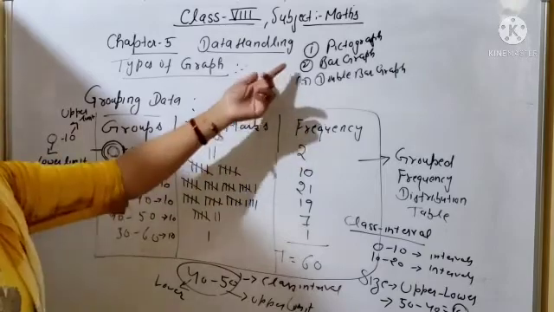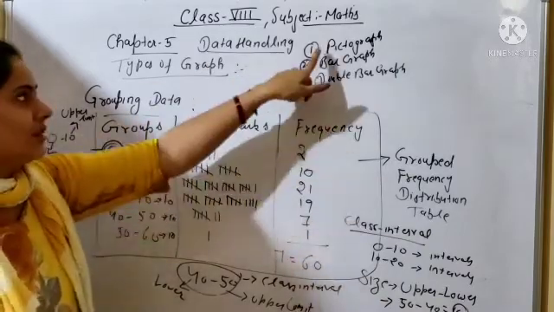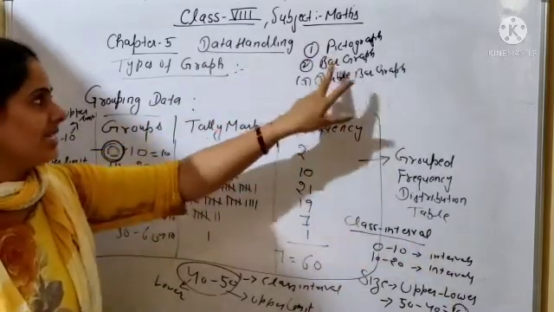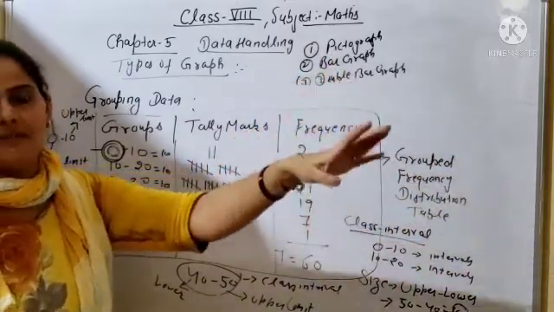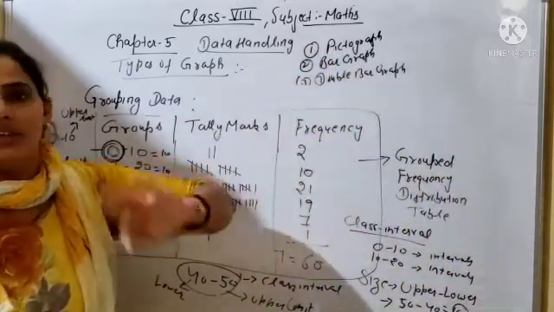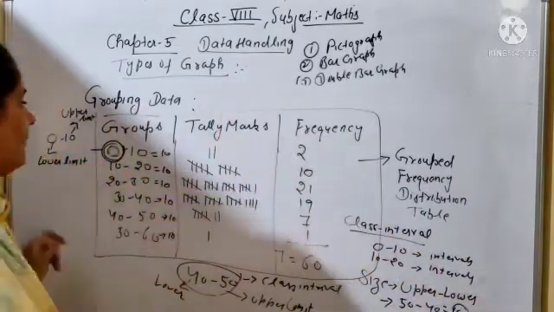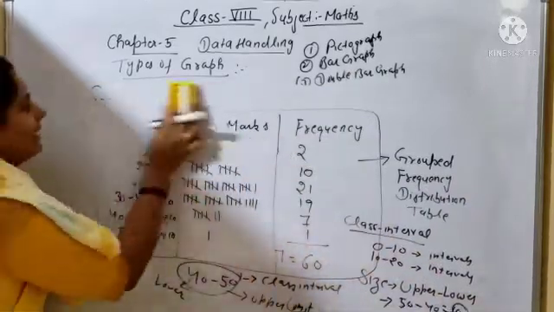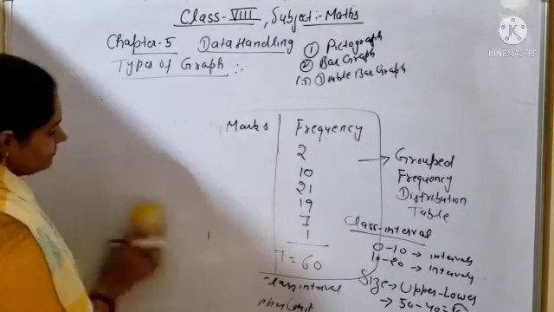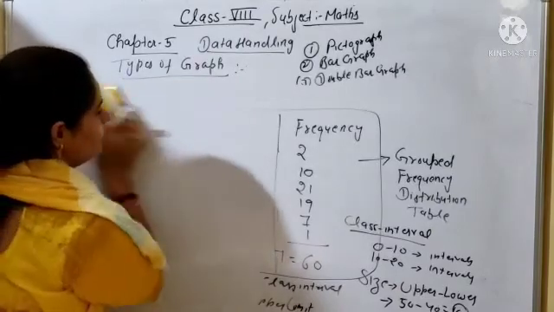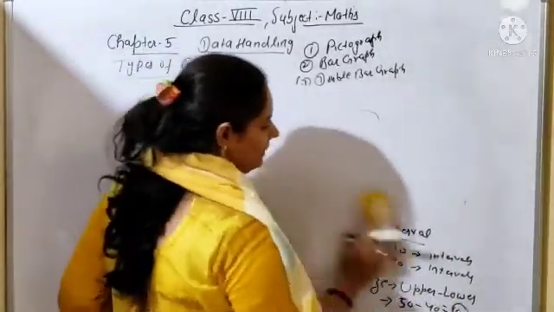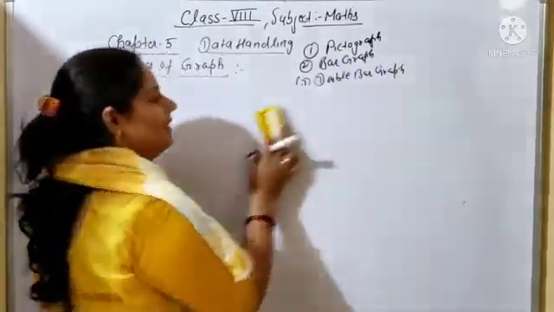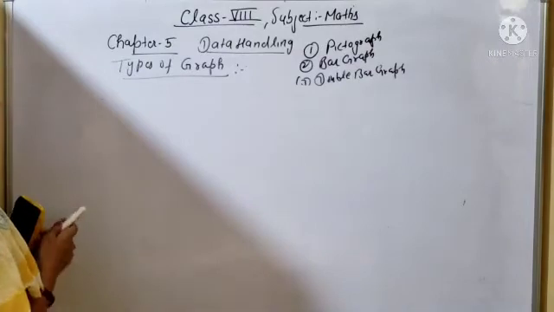Why is it not a pictograph, bar graph or double bar graph? Because in a pictograph you are using symbols. In a bar graph, there are bars with uniform width, and a double bar graph also has bars with uniform width, but there two sets of data are used simultaneously. What is the difference between a histogram and a bar graph? In a histogram, there is no gap between the bars.